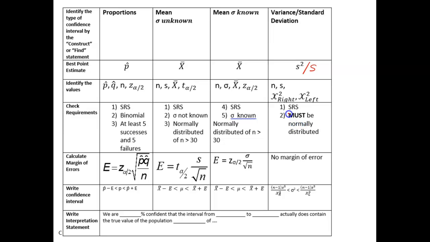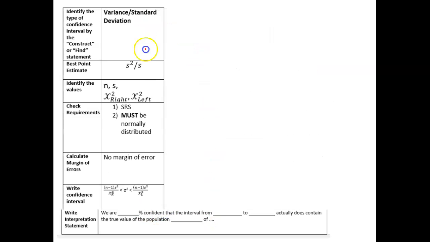Our requirements, simple random sample for the first one, and it must be normally distributed. There's no flexibility with this. We can't say if n is greater than 30, then we fulfill our requirements. That's not the case. We have to start out with a population that's normally distributed. The way this confidence interval is built, we don't have a margin of error to work with. We simply build it using this format here that we'll talk about. And we have our same interpretation statement. Okay, so like I said, we're just focusing on this one column today.